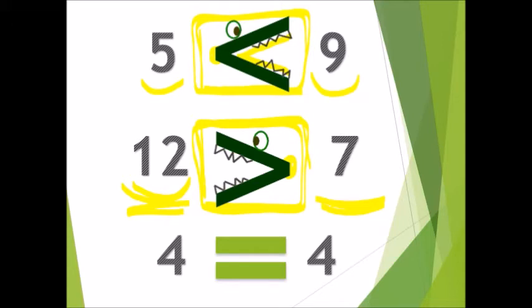The last symbol is the equal to symbol. It shows that what's on the left side is the same amount as what's on the right side. We read 4 is equal to 4.